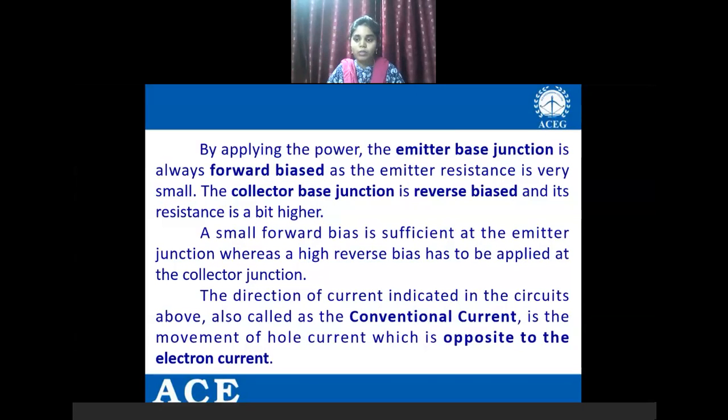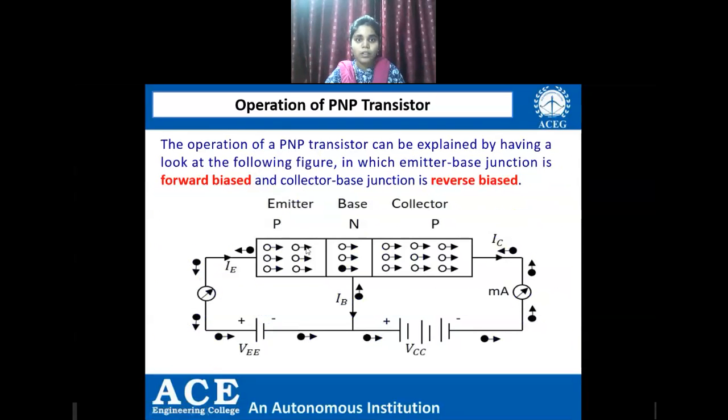So far we have studied what a transistor is. We have seen what PNP and NPN are. Now we are going to study the operation of a PNP transistor. The operation of a PNP transistor can be explained by having a look at the following figure. By looking at this, we can understand how a PNP transistor is going to work.